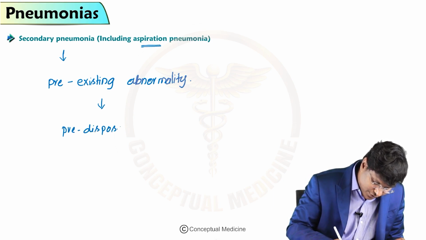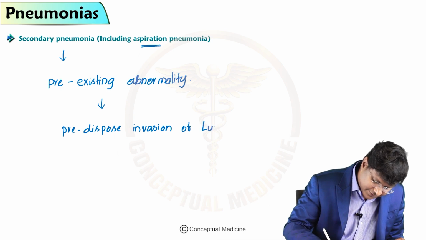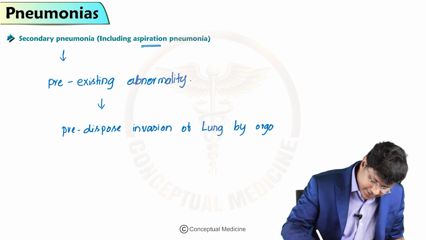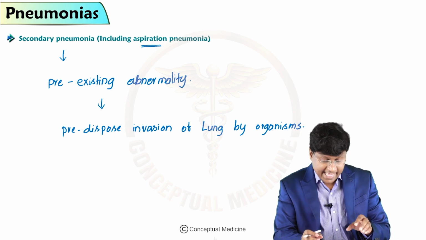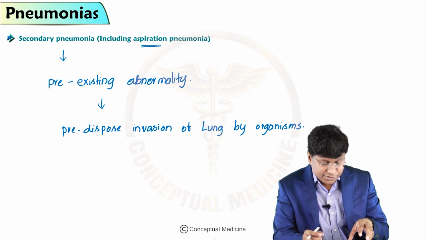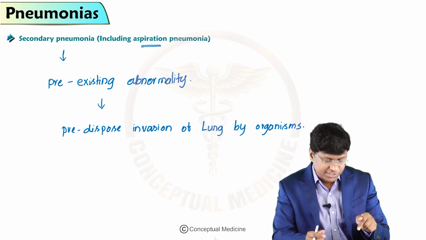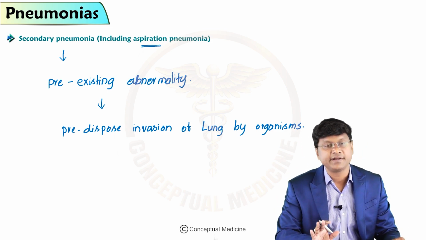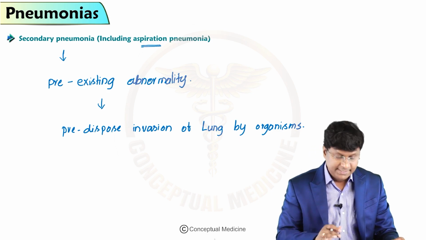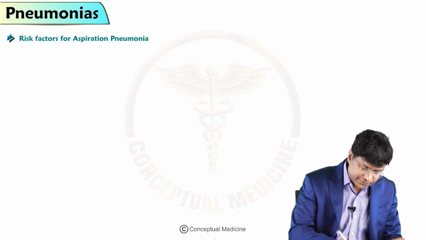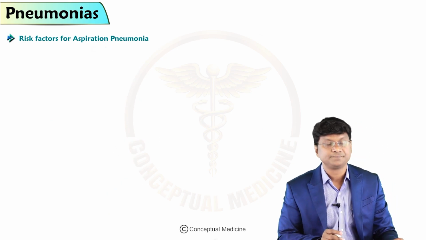Right, this will predispose invasion of the lung by the organisms. Okay, and this predisposition of invasion of the lung by organisms is the one which is responsible for the development of your secondary pneumonias. Right, now what are the risk factors for the aspiration pneumonias?